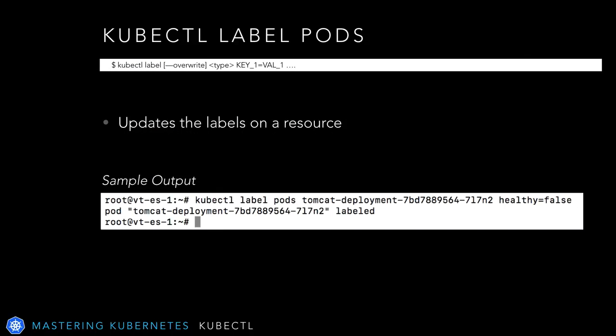Kubernetes also provides a similar set of facilities to label pods for classification either through automated processes or for manual bookkeeping. Using the kubectl label pods command, we're able to set key value pairs on any given pod. This command updates the labels on a given resource. For example, here we're labeling our Tomcat deployment pod healthy equals false.